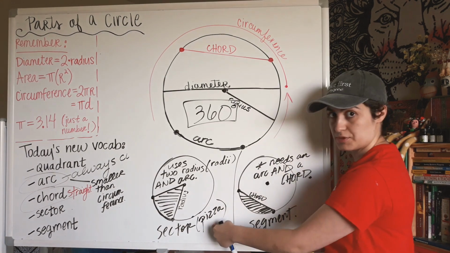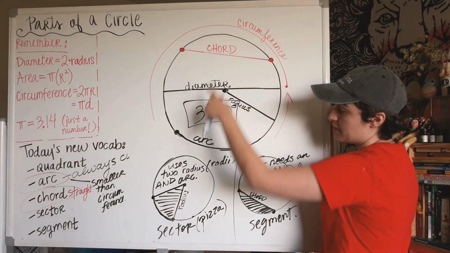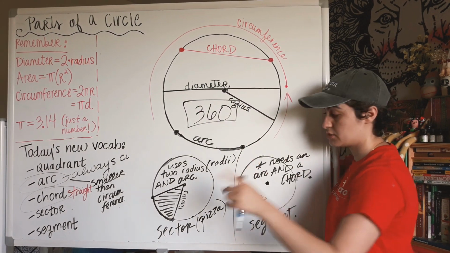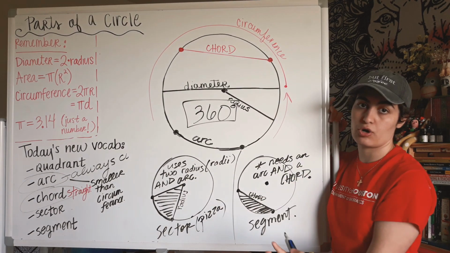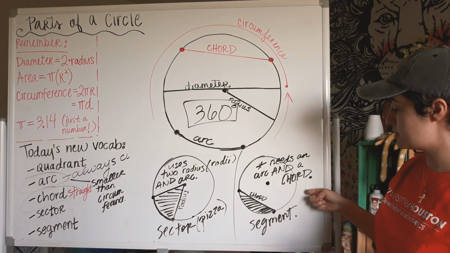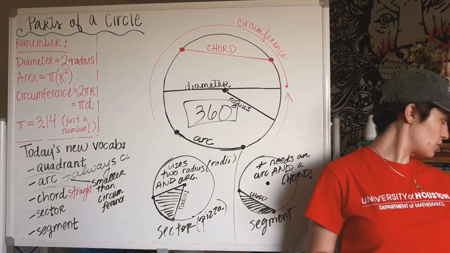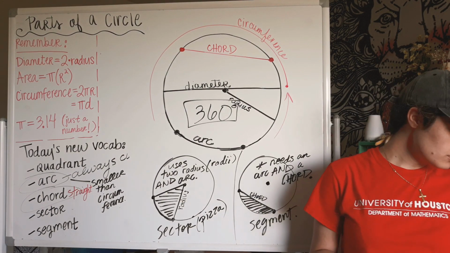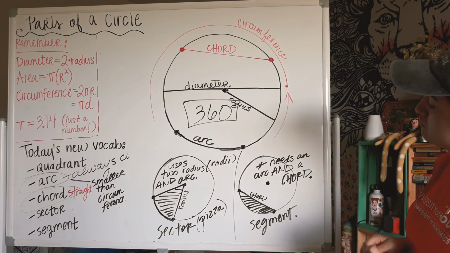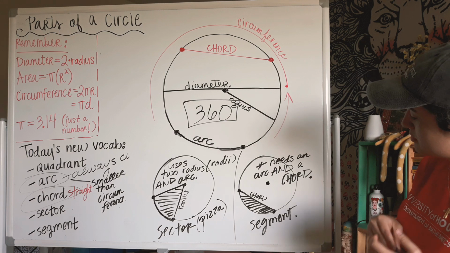So segment and sector, which looks like a slice of pizza: one uses the chord, and the other uses radii. Two radii and the arc. Both require an arc, but the difference is that a segment requires a chord, and then once more, two radii for the sector. And pretty much that's it.